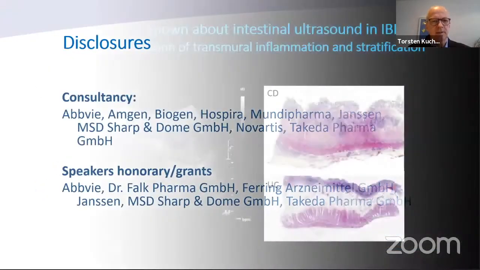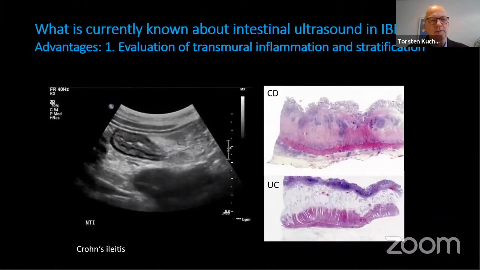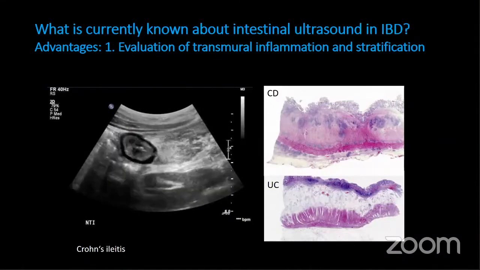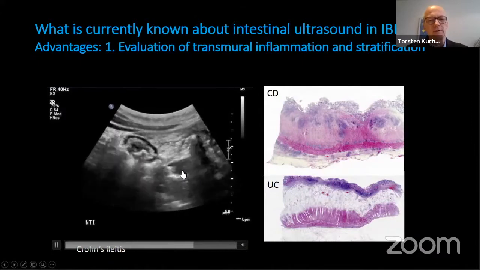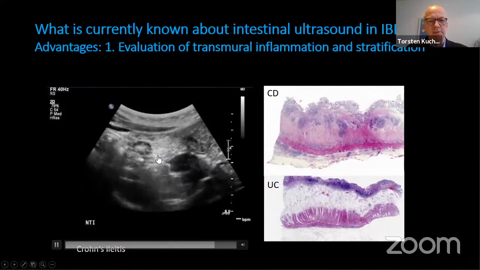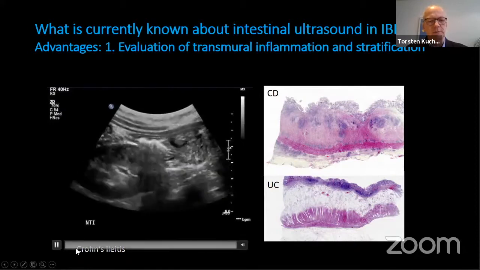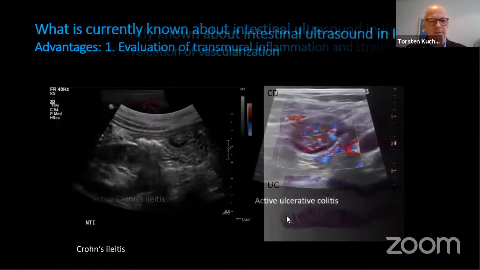And I want to start by showing you three advantages of why we should use intestinal ultrasound in IBD patients. First of all, we have a direct reflection of what is going on in the intestine. So we can evaluate transmural inflammation. You can see here a patient with Crohn's ileitis, and it directly reflects what you can see during histology. And this holds true for Crohn's disease as well as ulcerative colitis.